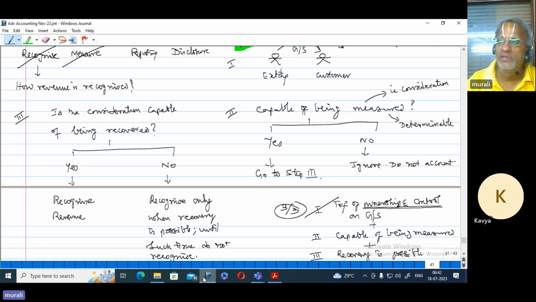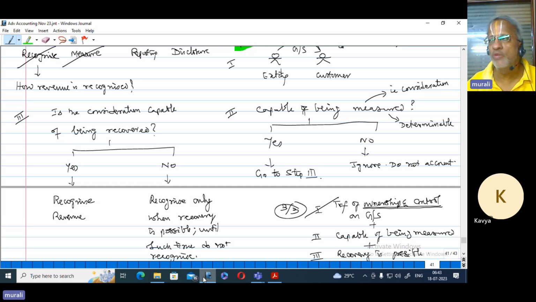Would mean, see, at the time of dispatch, it was there. I have recognized the revenue and passed the journal entry while that was in transit. Or even after reaching also, you get a sudden scenario where you cannot collect. So you should only be providing, and the revenue, what you have recognized, can never be reversed.